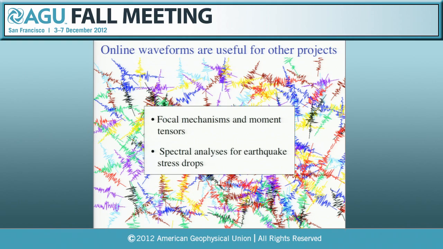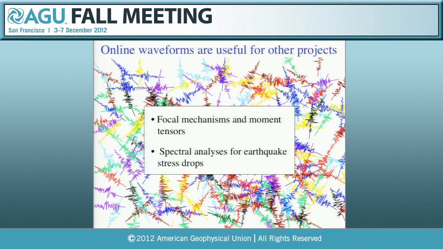And then I think it's also useful to be aware that the waveforms that you have online can be used for more things than simply doing the cross correlations and improving the location. So it's nice if you can design your waveform archive in a way that will facilitate those projects as well. And I can give a couple of examples. Well, I guess I'll just give the one.